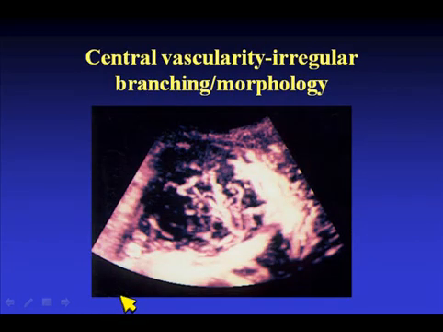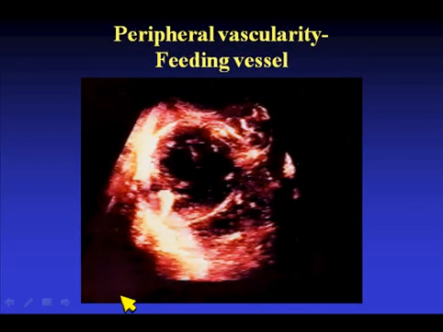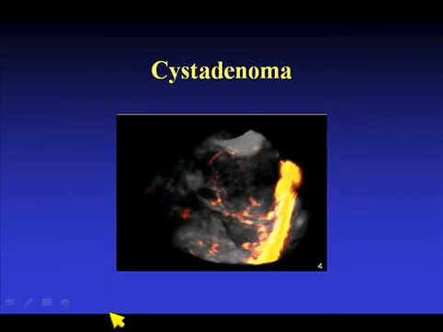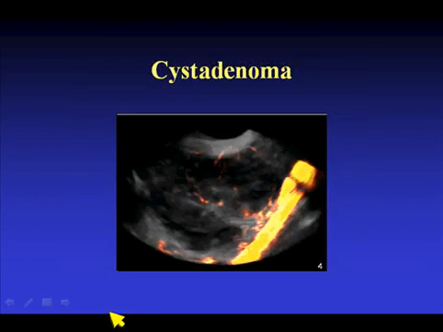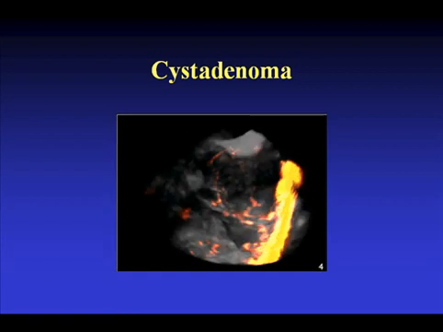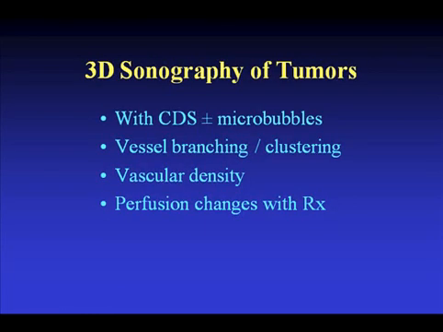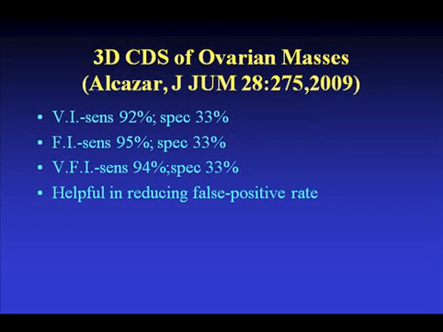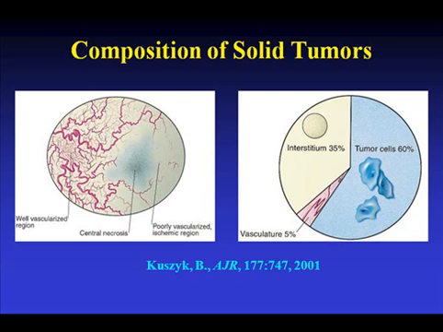Here is a very vascular tumor, as you can see here. This is another very vascular tumor with some internal vessels, and this cine loop also shows a relatively hypovascular cystadenoma. With 3D sonography, we can identify these branching patterns and determine the relative vascular density. There's been one study which has shown that this data helps reduce the false positive rate in diagnosing malignancies.